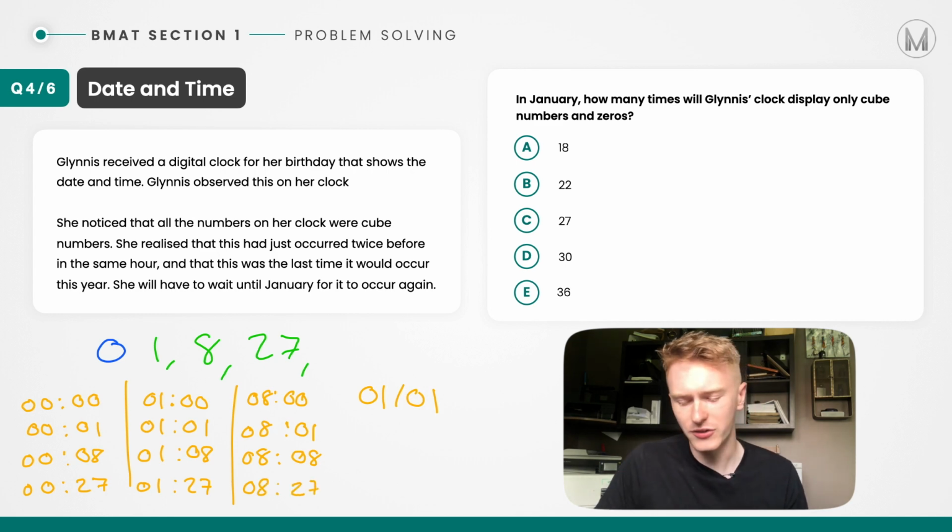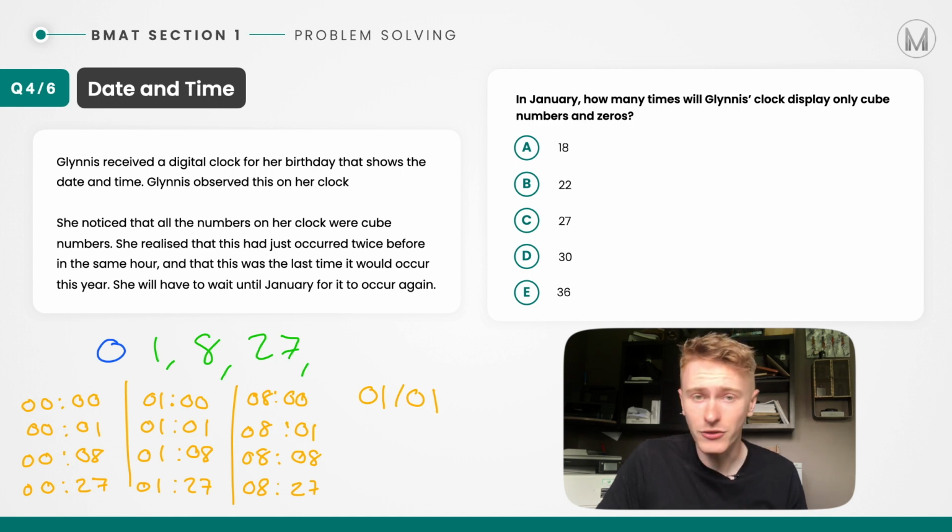Now at this point you might question, well, why couldn't we have, for example, 0818? Because that does also consist of cube numbers. Now, yes, that's true, and arguably the question is a bit ambiguous, but in this case, it's talking more about the minutes as a whole. So if you had 0818, that would be interpreted as 18, which isn't a cube number. So that's why these are the only combinations we can have.